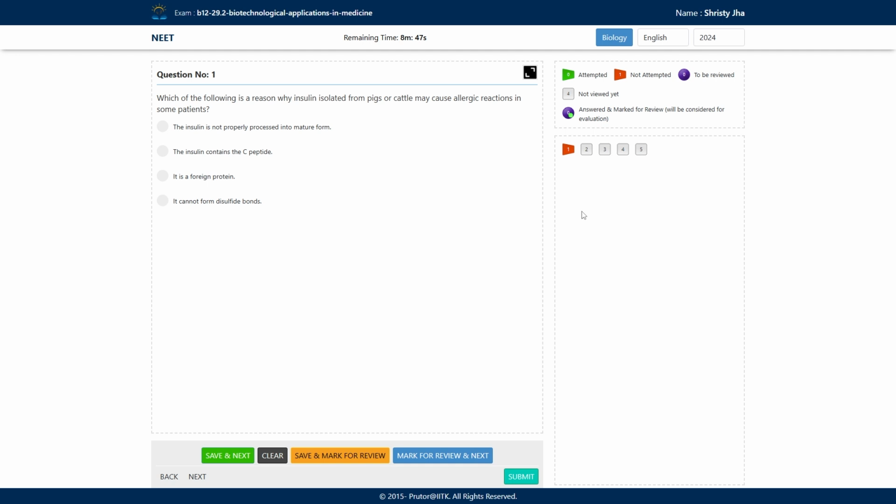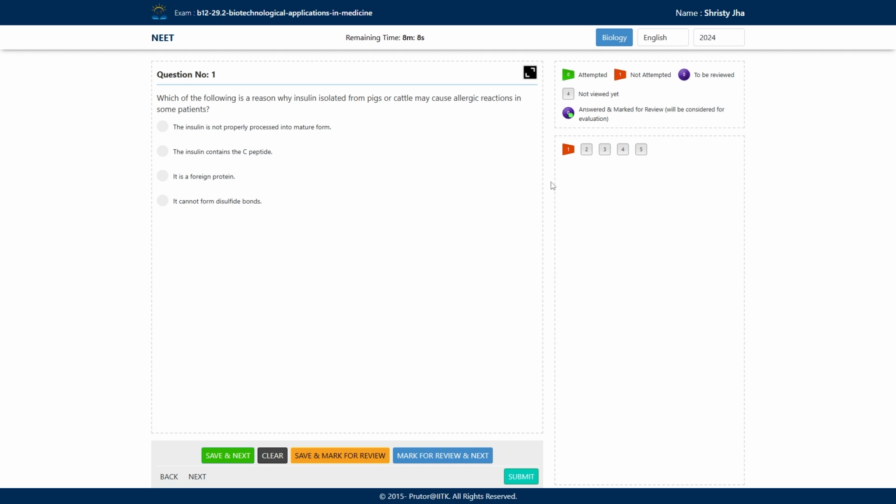So here are some daily practice questions from this biotechnological application in medicine. Let's solve this. The first question says, which of the following is a reason why insulin isolated from pigs or cattle may cause allergic reaction in some patients? So what could be the reason why insulin isolated from slaughtered pigs or cattle has caused allergic reaction in some patients? Let's see the options.